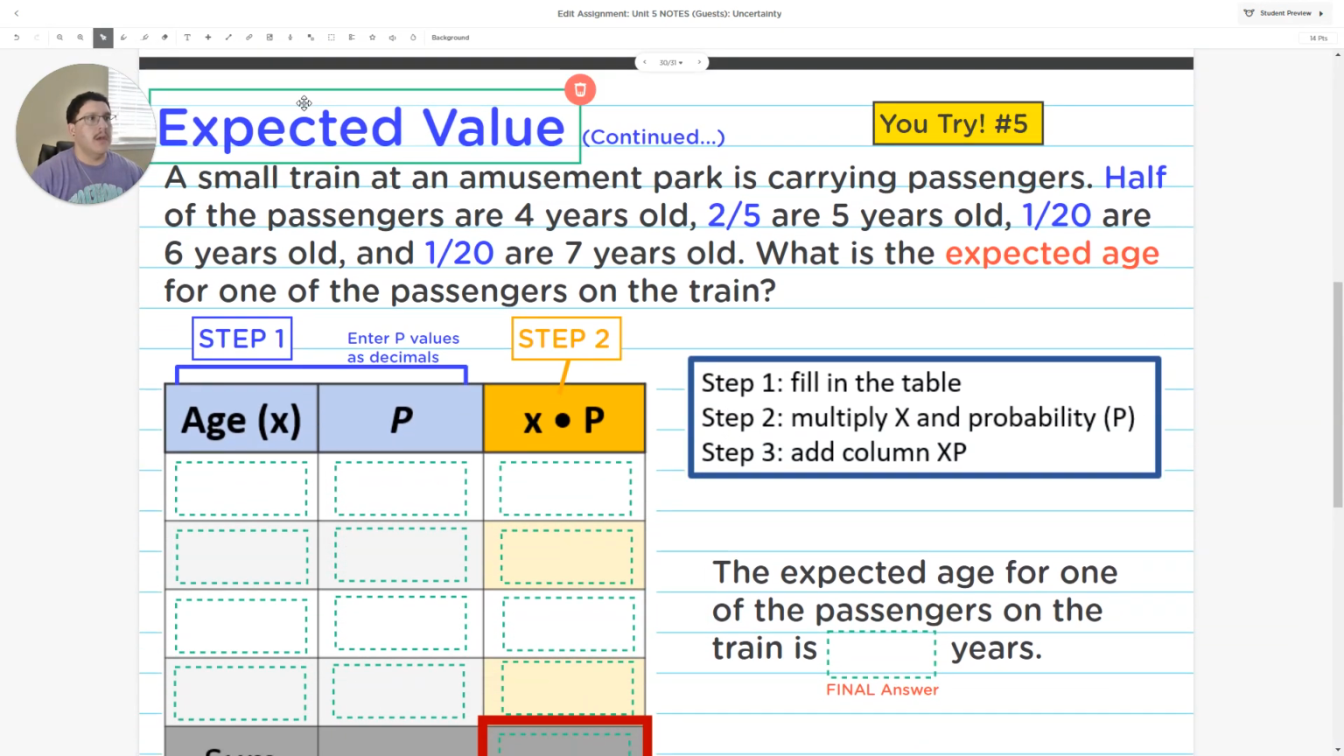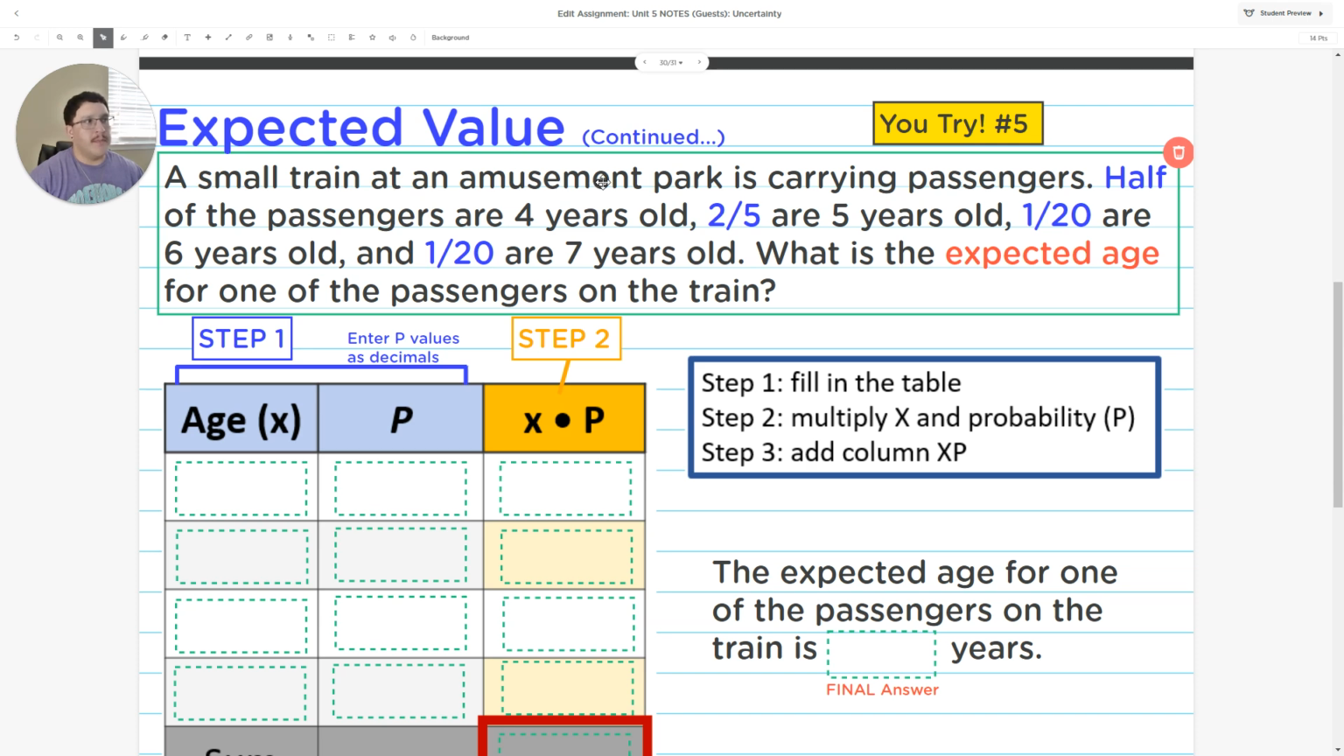Okay? So, a small train at an amusement park is carrying passengers. Half of the passengers are 4 years old, 2/5 are 5 years old, 1/20 are 6 years old, and 1/20 are 7 years old. What is the expected age for one of the passengers on the train?